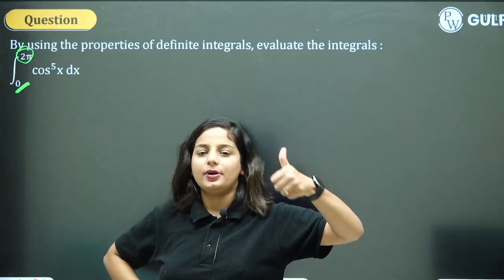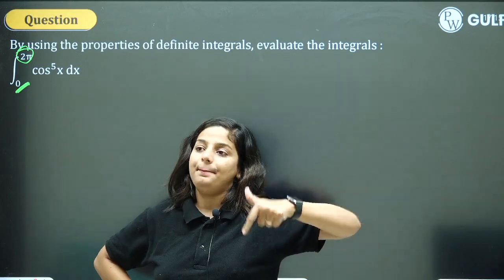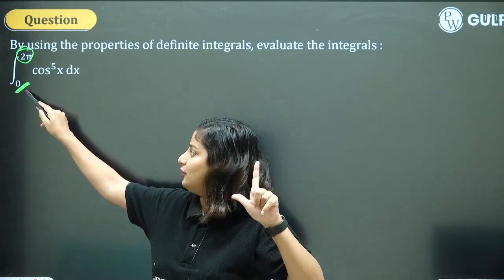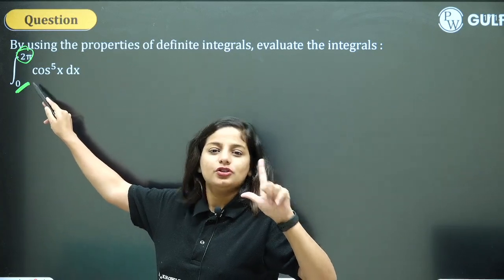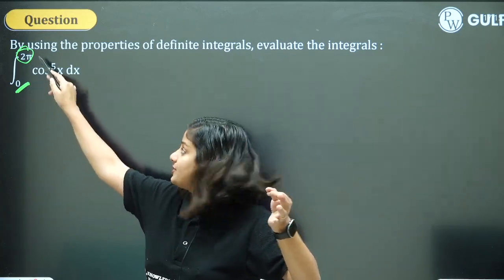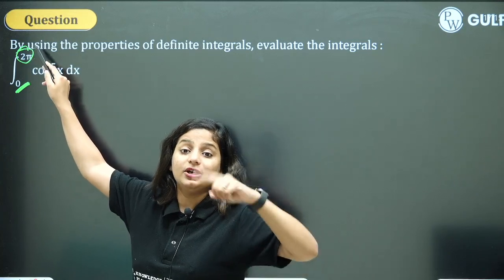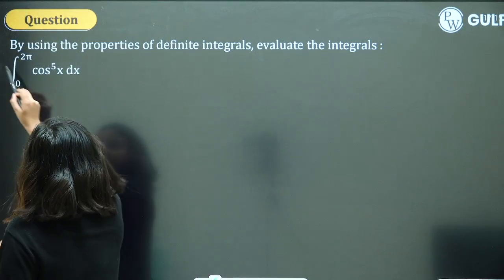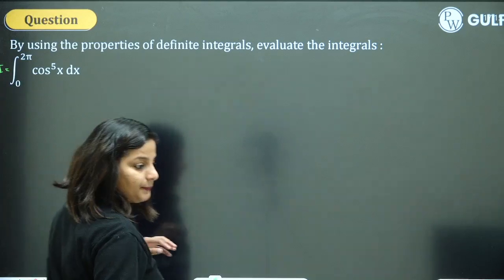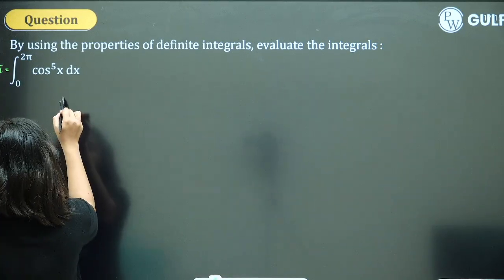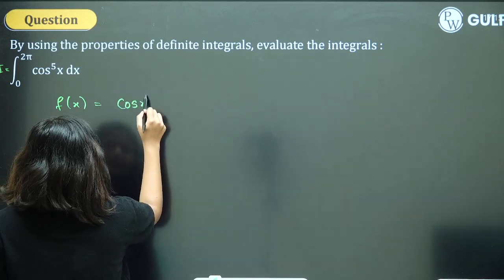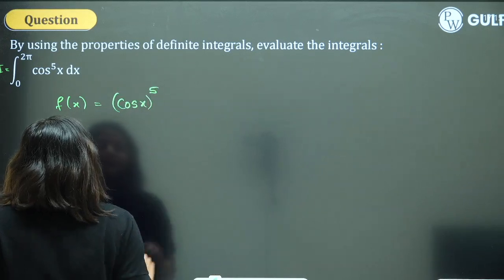There are only two properties, P4 and P6, only two properties have one of the limits equal to 0. So let's apply P6 because this is double, 0 to 2a. Isn't it your P6? Perfect. So if I consider this equal to I, f of x is cos x the whole raised to 5.